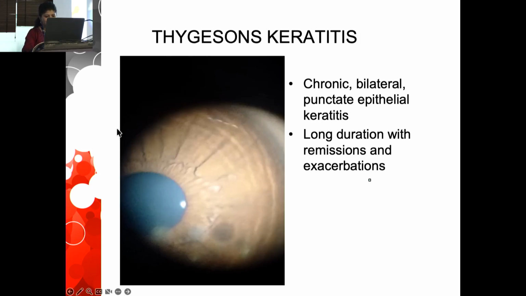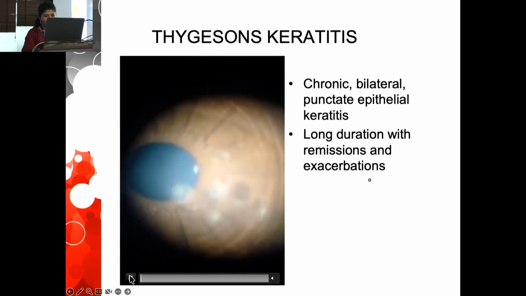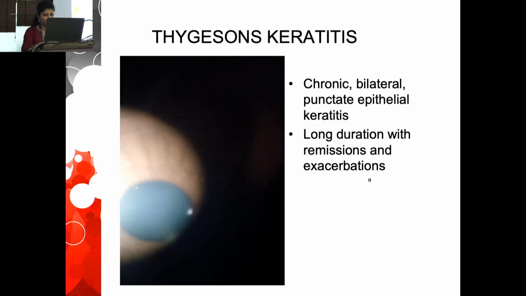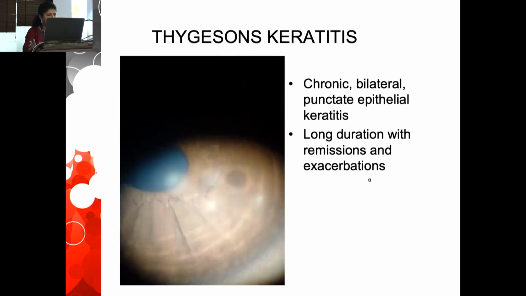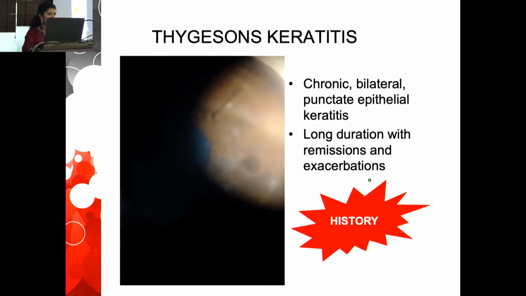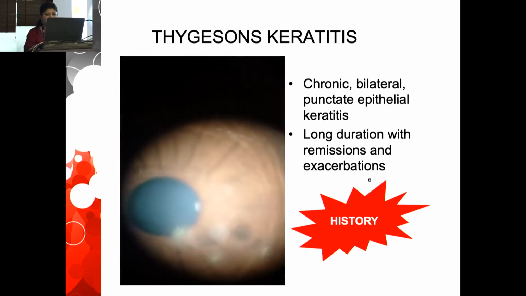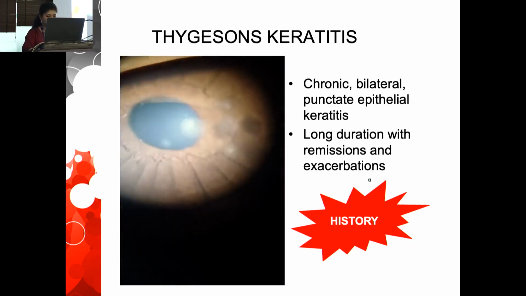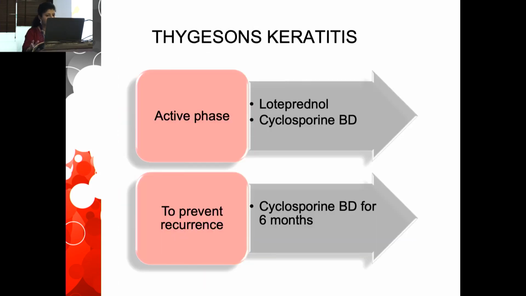Thygeson's keratitis. This patient came with a lot of photophobia. I couldn't get a clear image in any of the frames, so I thought I'll put this video. This is chronic and bilateral, and clinically looks like SEK or SPK. So it is the history which helps us clinch the diagnosis. They give a history of long duration, waxing and waning of symptoms. So here, treatment is similar to SEK.